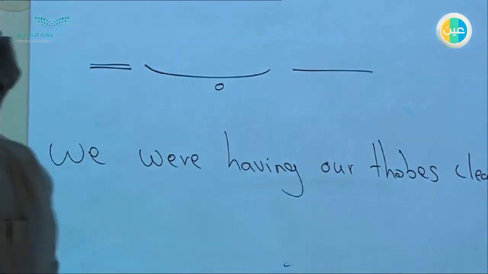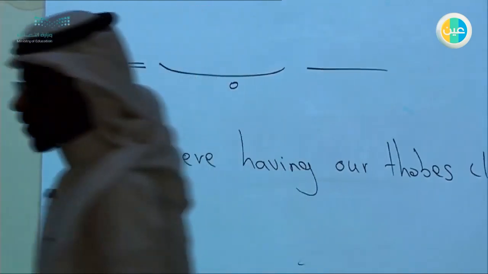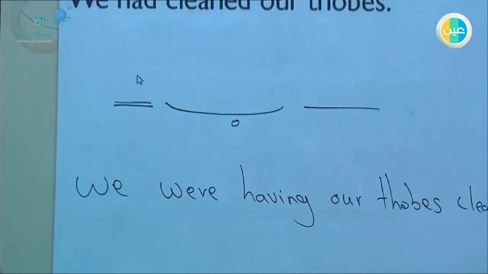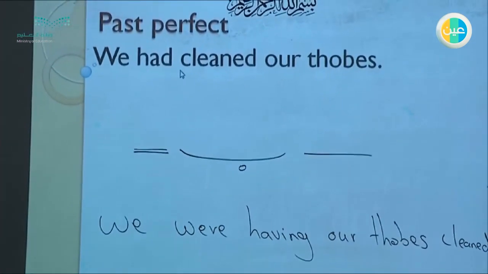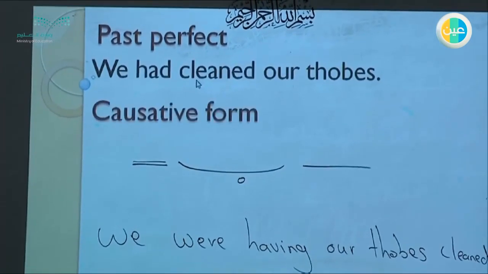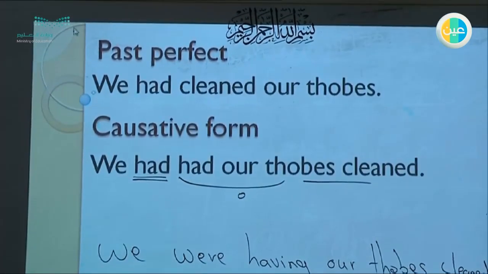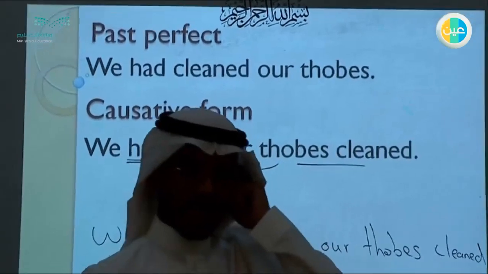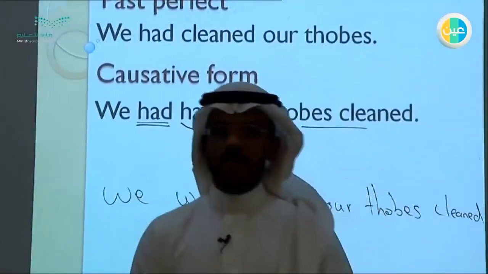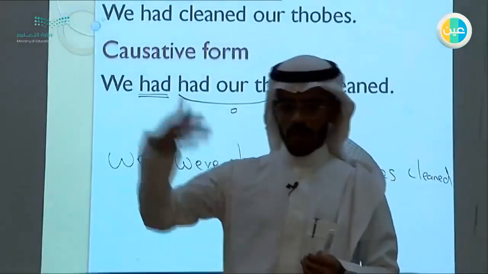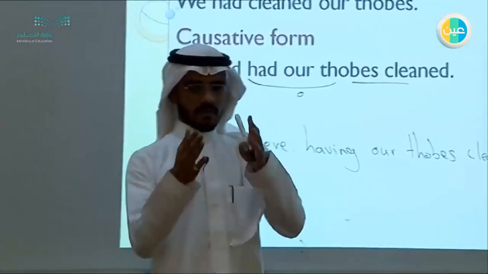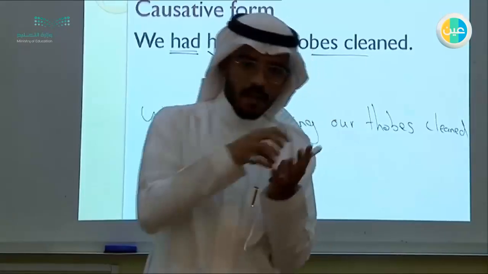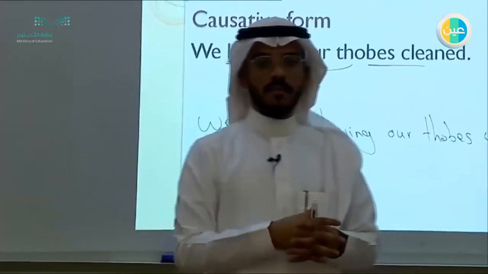Past perfect. We use past perfect when you talk about something in the past that also finished in the past. We had cleaned our thobes. Past perfect, as you know, is used when you talk about two actions in the past and the first action happened before the second action. يعني شيء صار في الماضي، ولكن الحدث الثاني ما تم إلا بعد ما تم الحدث الأول.